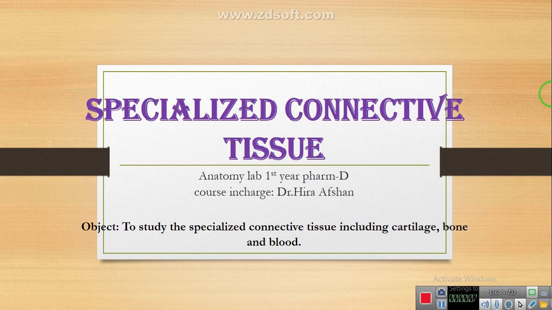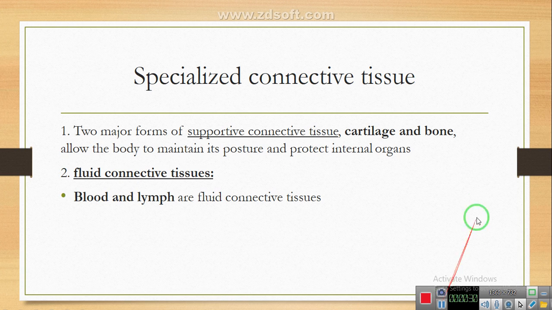Today I am here to deliver you another new topic, that is the specialized connective tissue for your lab demonstration. And the specialized connective tissue basically include the cartilage, bone and the blood. So we are going to study it in this practical. So I am starting with the introduction of the specialized connective tissue.